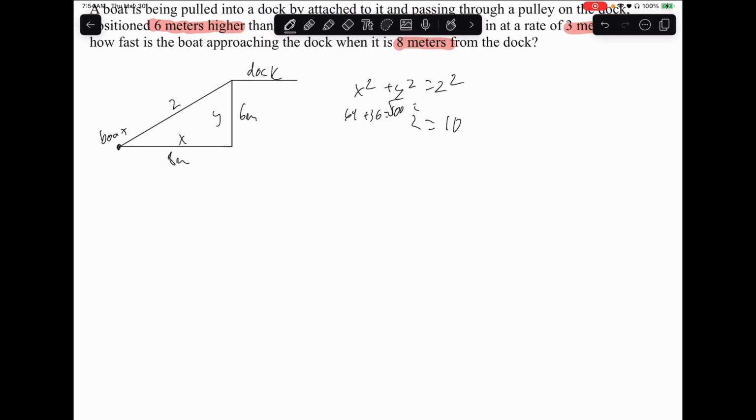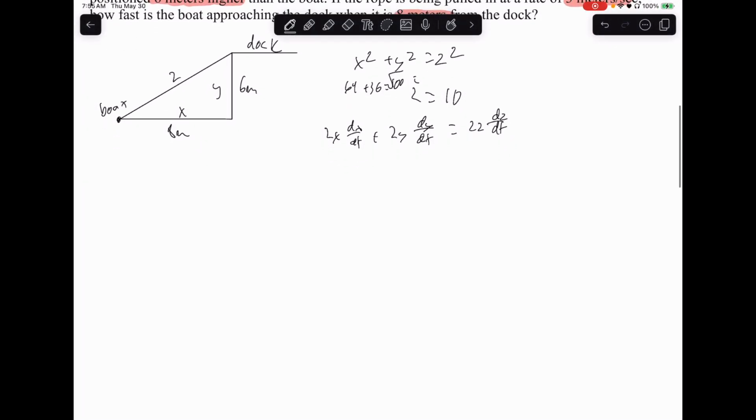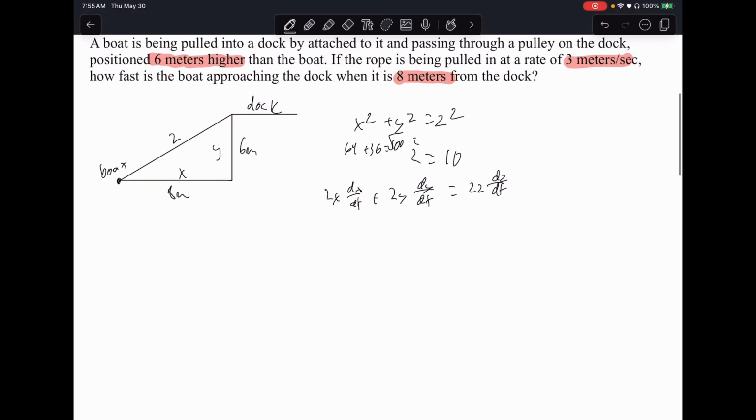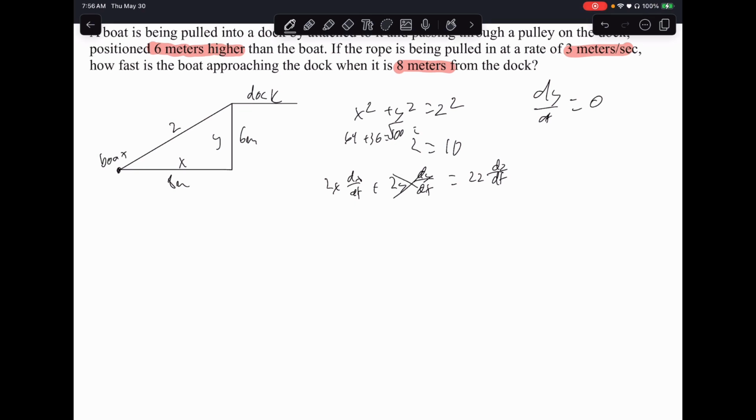So the derivative of each would be 2x dx/dt plus 2y dy/dt, and this would equal 2z dz/dt. Next, we plug in the values that we know. dy/dt is going to remain at 0 because it's at a constant height of 6, so there is no change in y. We can cancel out this term.